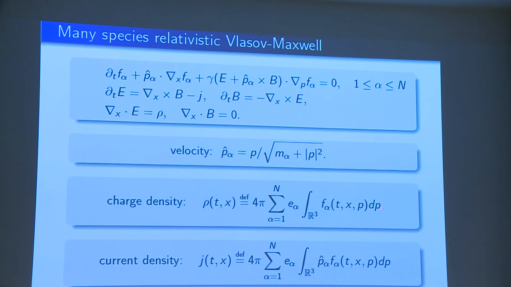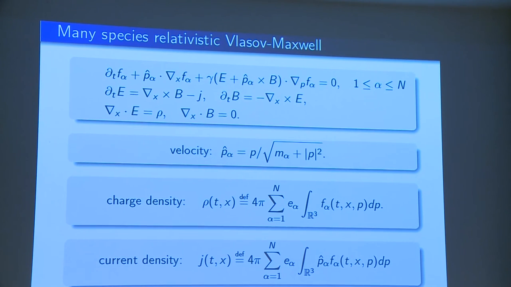And then the only difference here is you have the charge and the current. Now the charge is a sum of e_α times f_α, where e_α is a physical constant, and the current j is a similar sum of e_α and p̂_α times f_α. And so all of the unknowns are summed here in this way. Normally, in the rest of the talks, I'm only considering the one species case.